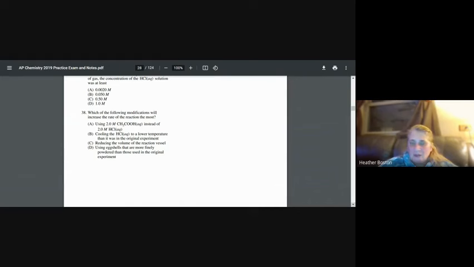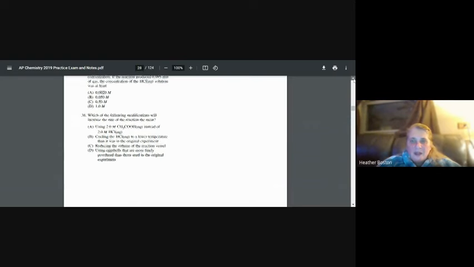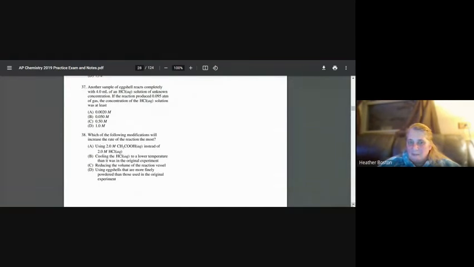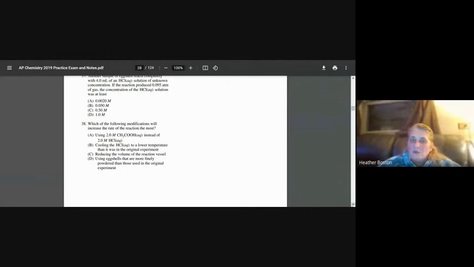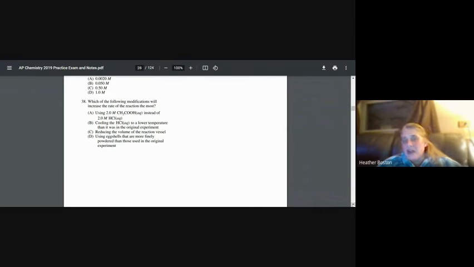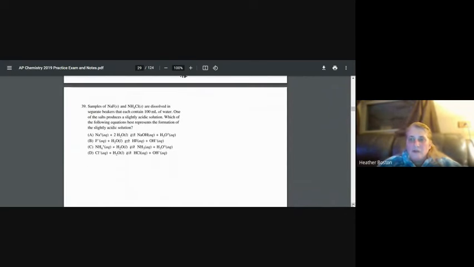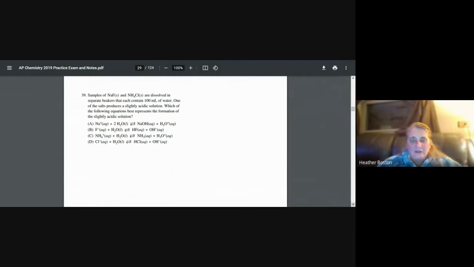Because A, we're talking about the same concentration. B, we're talking about cooling. That's going to lower the reaction rate. Reducing the volume of the reaction vessel. If you reduce the volume, now we just learned this, look at the balanced chemical equation. If you reduce the volume of the reaction, are you going to produce more gas or less gas? Less. You would produce less gas, so it's not going to increase the reaction rate. It's going to stay more as reactants, not products, because you're producing gases. Reducing the volume is going to allow for less production of gas.